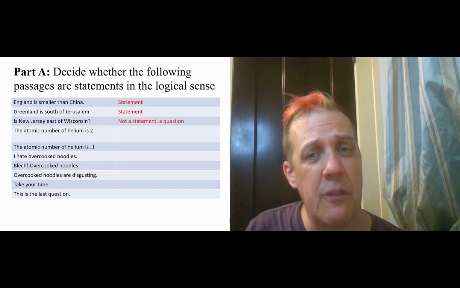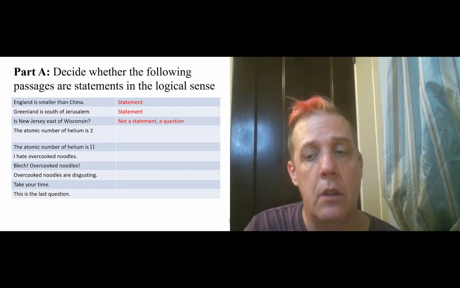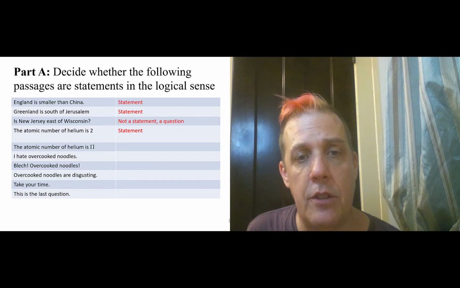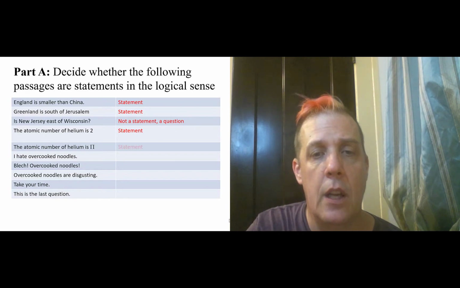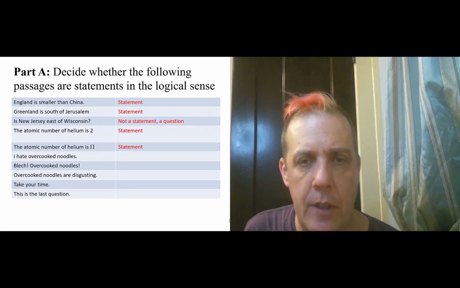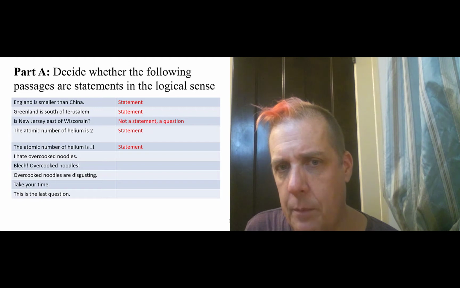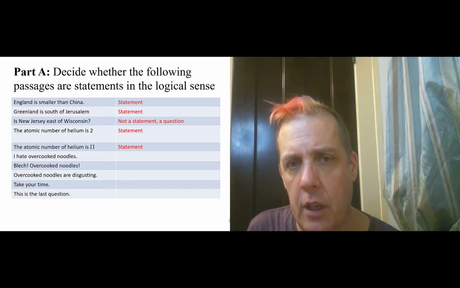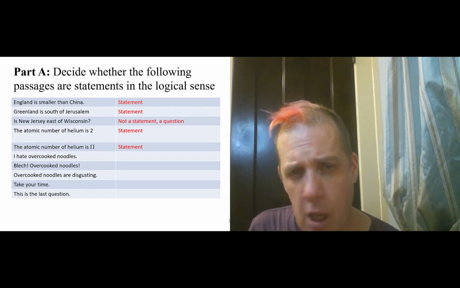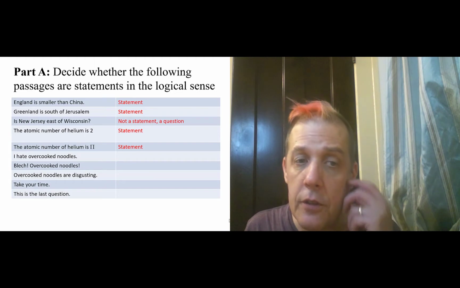Is New Jersey east of Wisconsin? Well, that's not a statement. That's a question. The atomic number of helium is 2 is a statement. The atomic number of helium is pi is a statement, even though it's actually kind of silly, right? Because if you remember your chemistry, atomic numbers have to be whole numbers. It can't be pi. But it doesn't matter because it has the form of something that can be true or false.